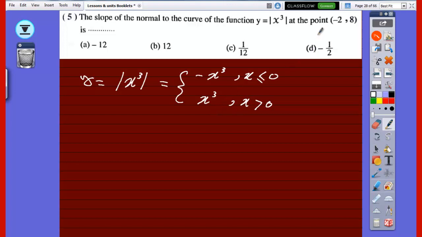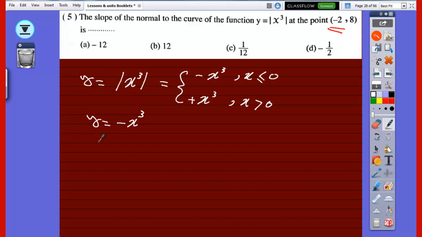But here x coordinate equals negative 2. So x is less than 0. So we consider y equals negative x to the power 3. If x coordinate is positive we'll choose positive x to the power 3. But here we have the x coordinate is negative 2, so it lies on this interval. So we'll define y equals the absolute value of x to the power 3 as negative x to the power 3.